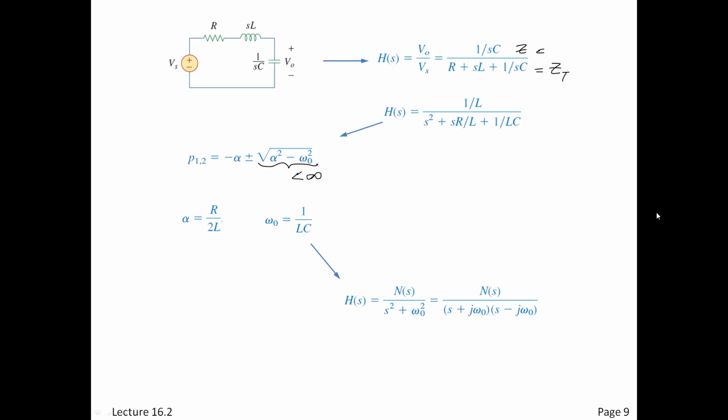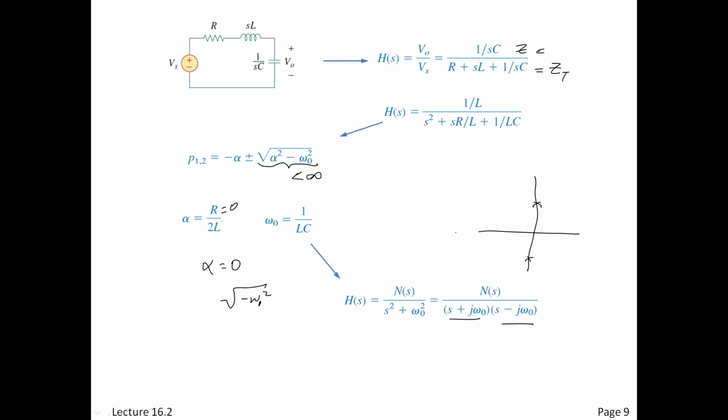In fact, we can have a case here. If we simply say that R is 0, then alpha equals 0. LC can still be something, right? So we get the square root of minus something, and that's this case, the plus and minus j omega 0. So if you plot those two, what have you got? There's a pole here and the complex conjugate pole down there.